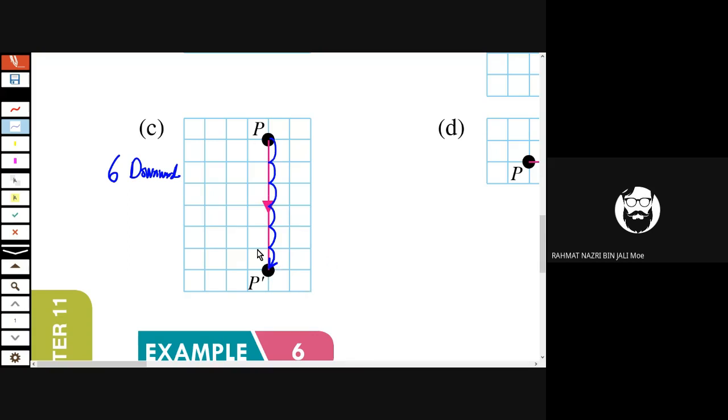And lastly, we draw the straight arrow to the P prime. Jadi tak perlu gerak ke kiri ataupun ke kanan. We follow the instruction. 6 downward, 6 units downwards.